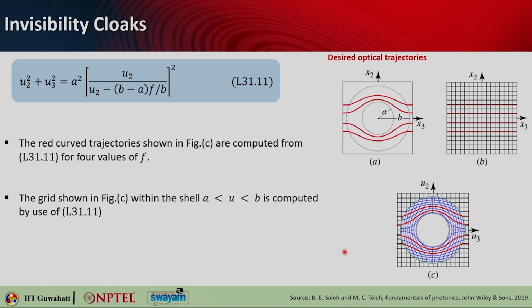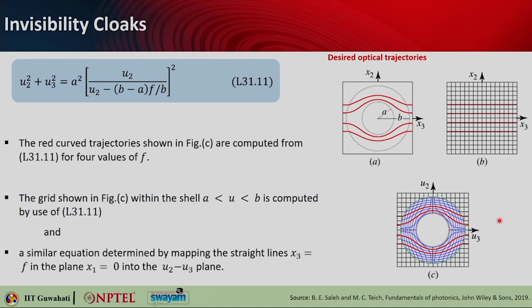So, that is how you are able to do it, and the grid that is shown in this figure within the shell, where U is in between A and B, you can actually obtain using this particular relationship. So, there is nothing here. The entire space of radius 0 to B has been moved onto this shell. So, now you can put anything here, it does not matter, light will never enter this, but it will go around and exit from this side, and these 2 points will look as if light is coming straight without any deviation. So, that is how your cloaking will work.